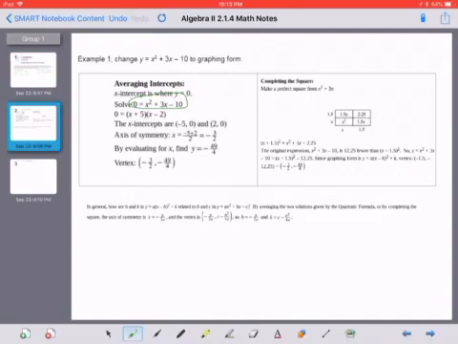So then we know that we can average them to figure out where they're going to cross the x-axis. So we do negative 5 plus 2 divided by 2, which is negative 3 over 2. Then we plug negative 3 over 2 back into the original equation, and we end up with a vertex of (-3/2, -49/4). That's one method of doing this.